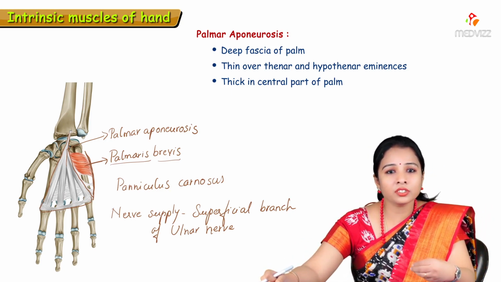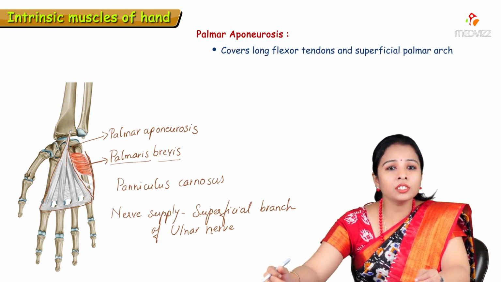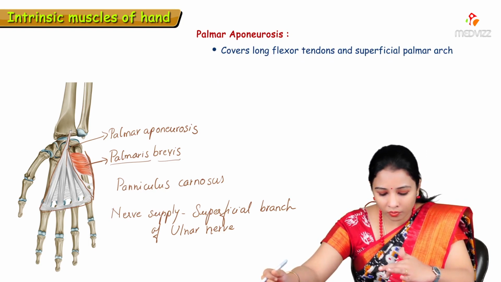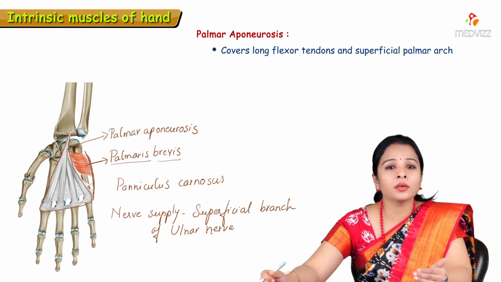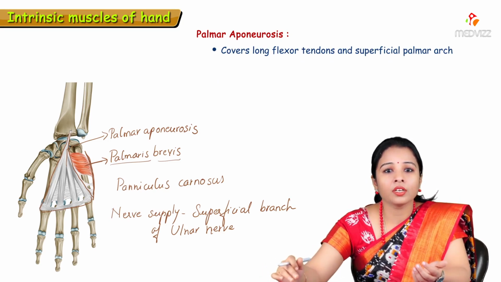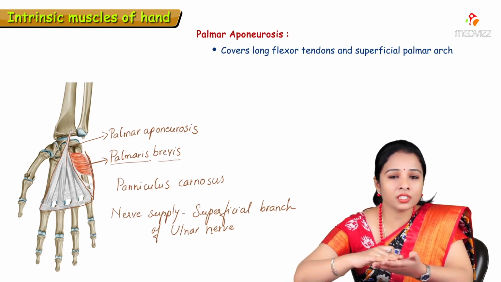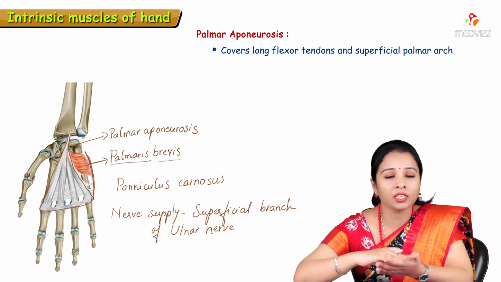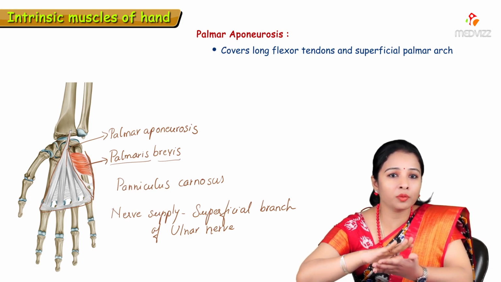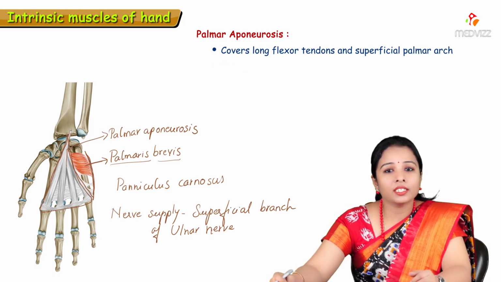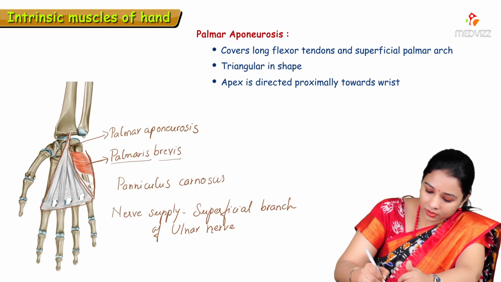The palmar aponeurosis is a strong, well-defined part of the deep fascia of the palm which covers the long flexor tendons. Whatever long flexor tendons are entering the palm are all covered by this palmar aponeurosis. Also it covers the superficial palmar arch, which is an arterial arch present within the palm. This superficial palmar arch is also kept in position because of the palmar aponeurosis. It is triangular in shape, having an apex. The apex is directed towards the wrist.